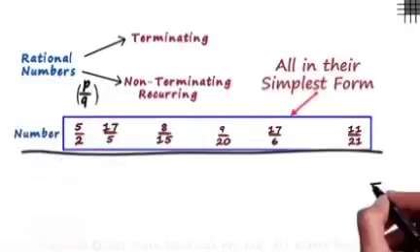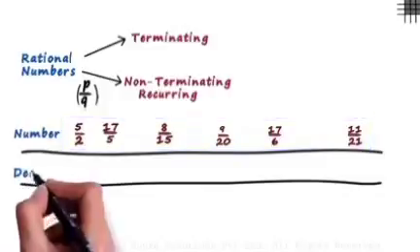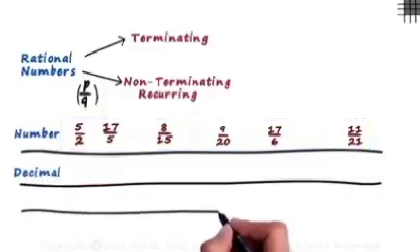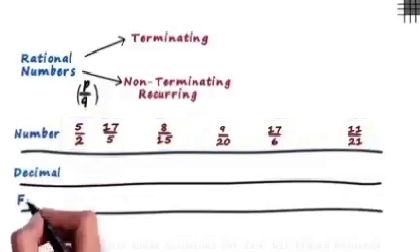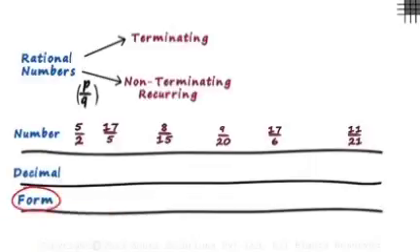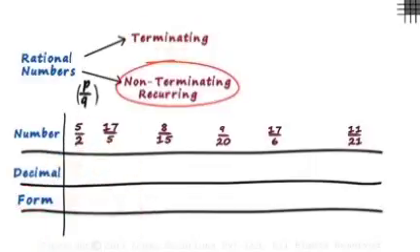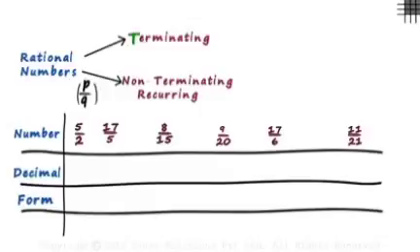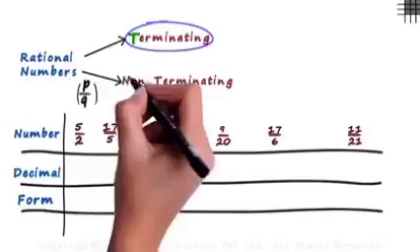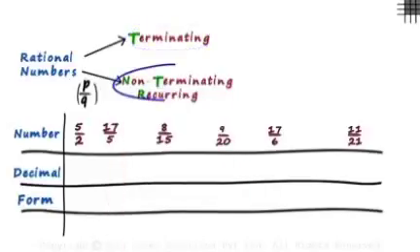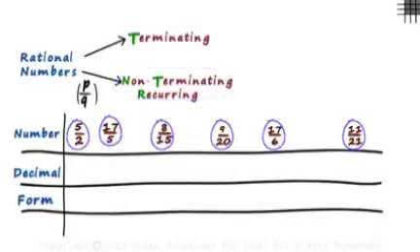Just for our understanding, let us calculate the decimal values of each in this row. And we write the form of each decimal in this row. By form, I mean either this or this. We will write t if it's terminating and ntr if it's non-terminating recurring. Let's try calculating the decimal values of each of the numbers first.